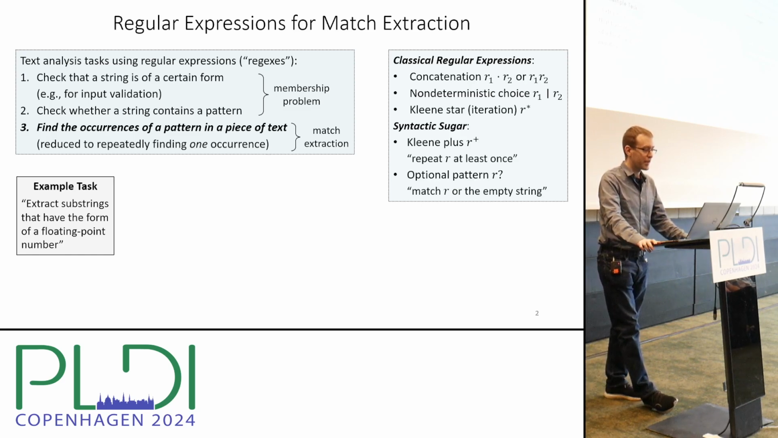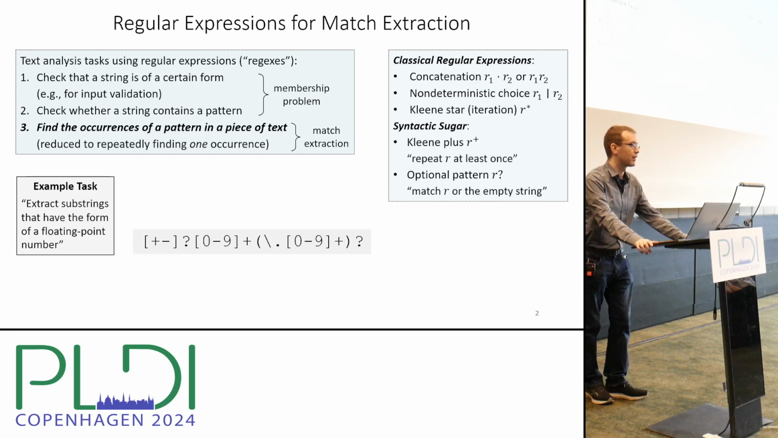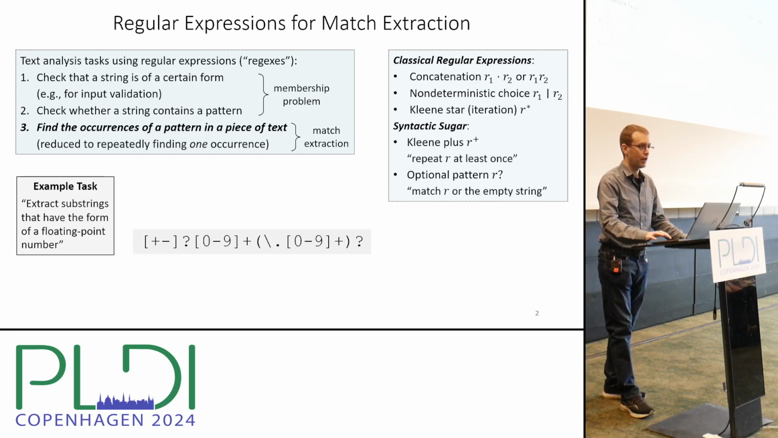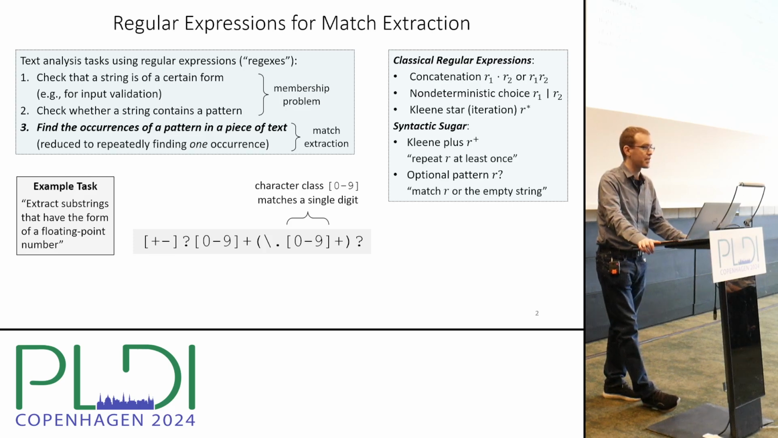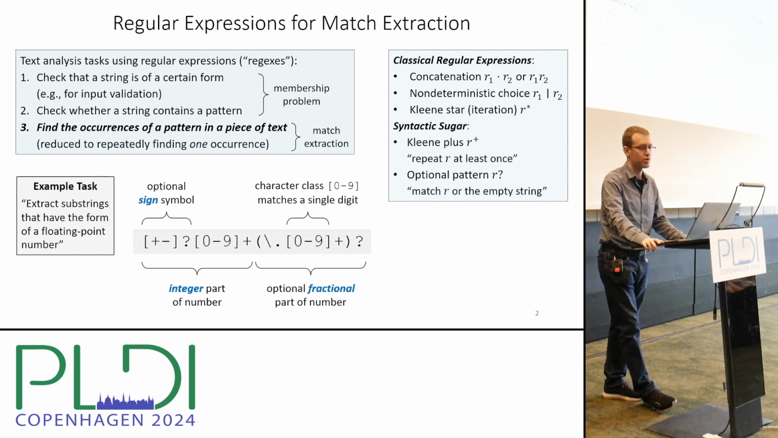Let's say we want to extract substrings that have the form of a floating point number. Here is a regular expression that can be used for this task. I will explain it very briefly. This is a character class that matches a single decimal digit. The sub-expression describes the optional sign symbol. Now this sub-expression specifies the integer part of the number. And finally, this sub-expression describes the optional fractional part of the number.